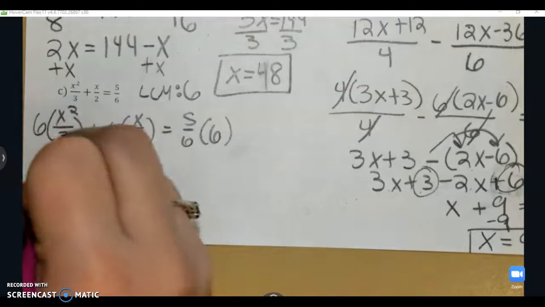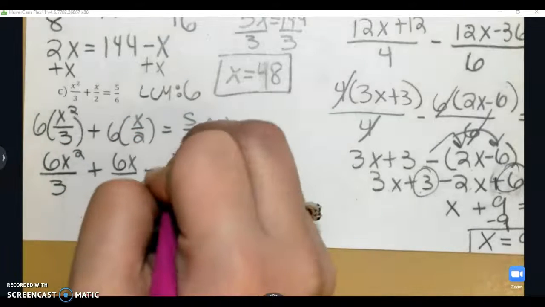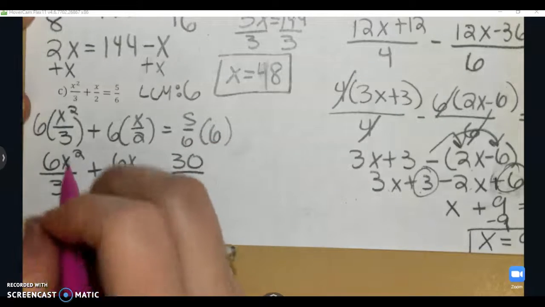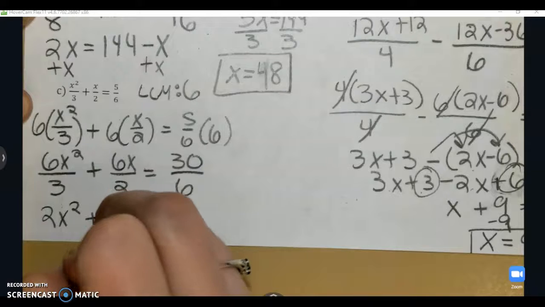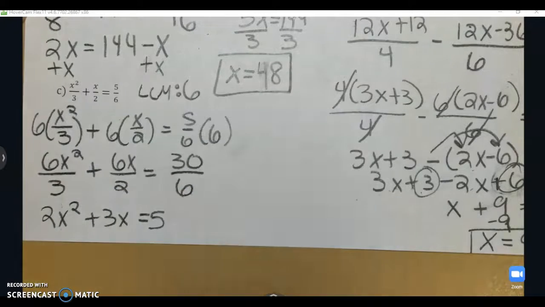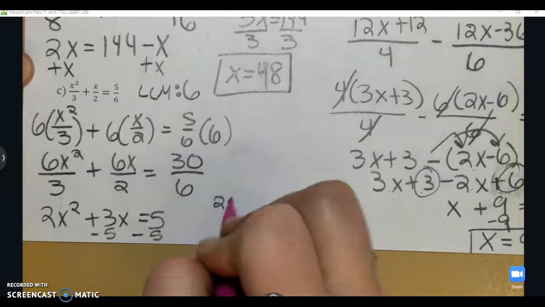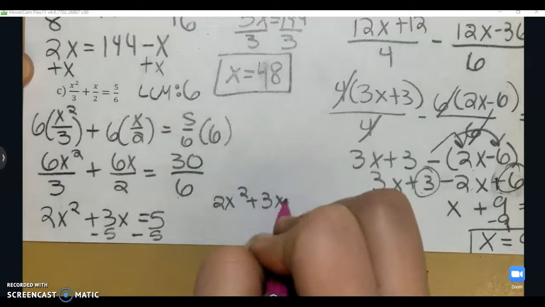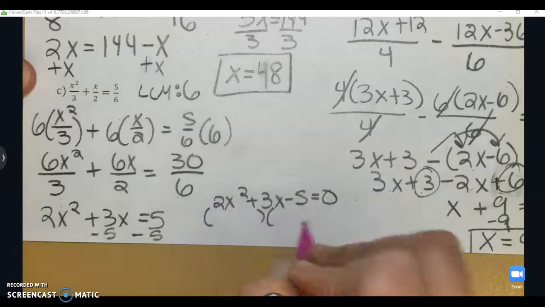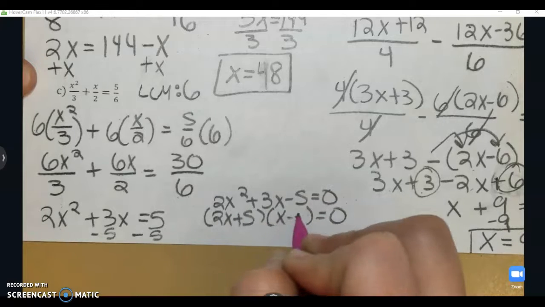So we get 6x squared over 3 plus 6x over 2, 30 over 6. So let's simplify. This is going to give us 2x squared plus 3x is equal to 5. So we have a trinomial here, a quadratic, so we need to get everything on the same side. And we are going to need to factor. So that's going to give us 2x plus 5 and x minus 1.